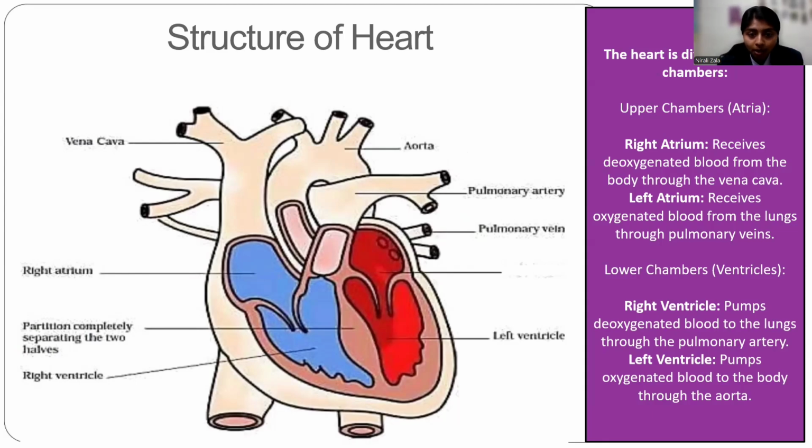Now come to the lower chambers, which we have discussed, the right ventricle and left ventricle. First, the right ventricle pumps deoxygenated blood to the lungs through the pulmonary artery, and then the left ventricle pumps oxygenated blood to the body through the aorta.